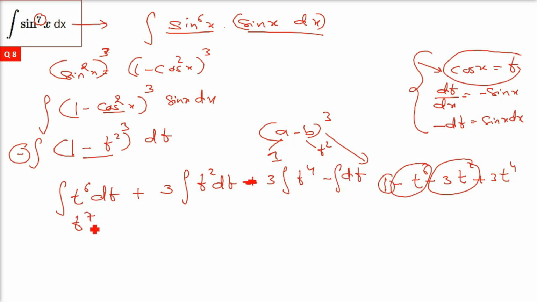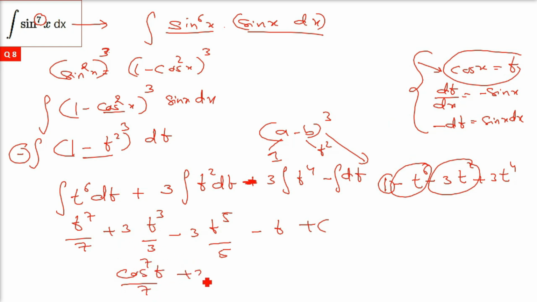T^6, x to the power n integration we will perform here. So t^7 by 7 plus 3 into t^3 by 3 minus 3 t^5 by 5, and this will be t only, minus t, plus constant of integration. Now t^7, what was t? We imagined it to be cos x, or we assumed it to be cos x. So now cos^7 x by 7, 3 gets cancelled, so you can just have this t cube, which is cos cube x, minus 3 by 5, t^5 will be what?